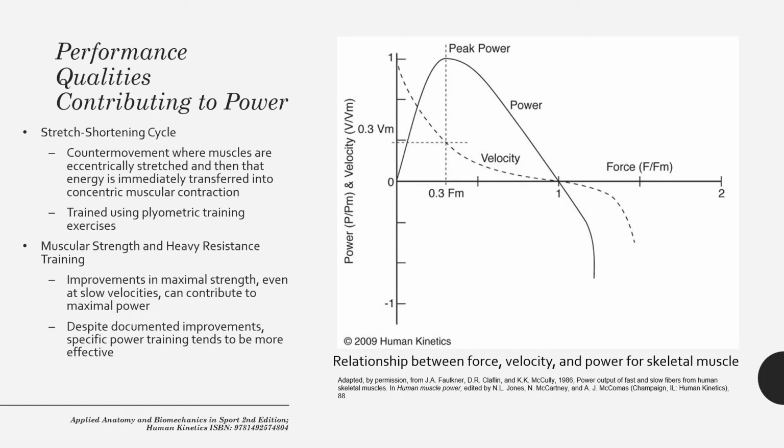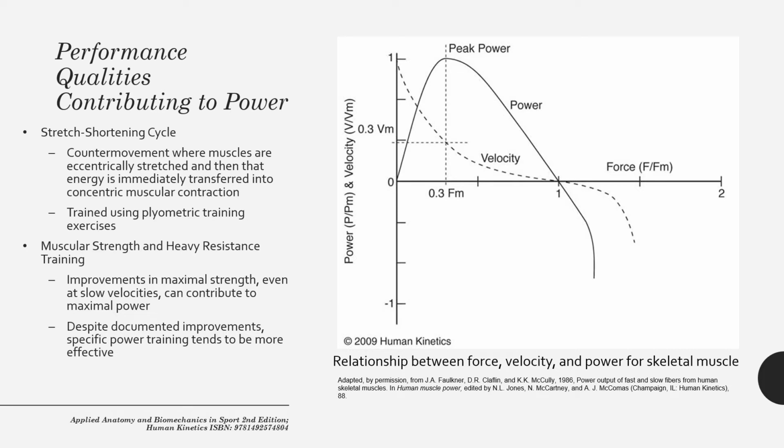So during the counter movement, we're going to stretch those muscles eccentrically, and it's going to store up energy, and then we're going to transfer that energy through the amortization phase into concentric muscular contraction. And as I said, this is done using plyometric style training.